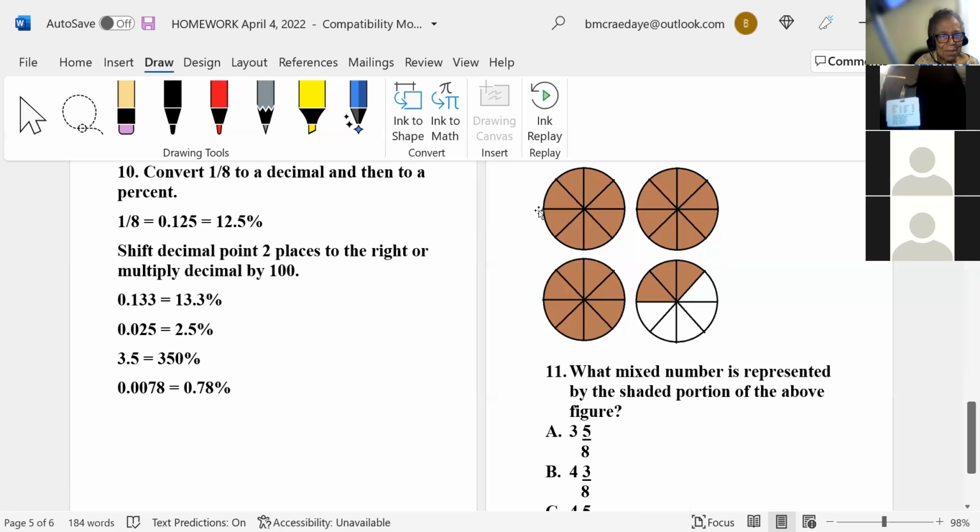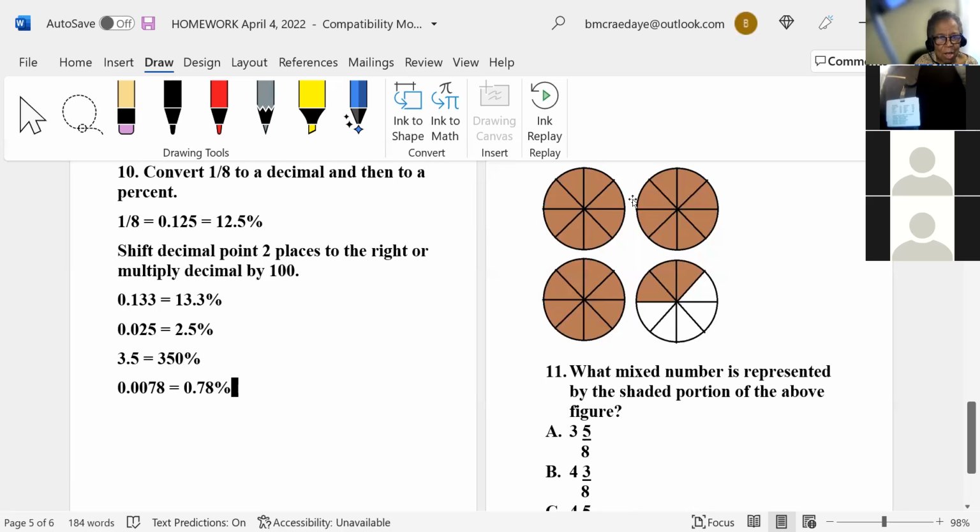Oh, okay. So let me just tell you, I have some figures here. I have them shaded, right? I have 1, 2, 3 shaded figures, right? And then I have a fourth figure, and I only have 3 parts of it shaded, but I have it divided in 8 pieces. All right. So I'm asking what mixed number is represented by the shaded portion of the above figure.